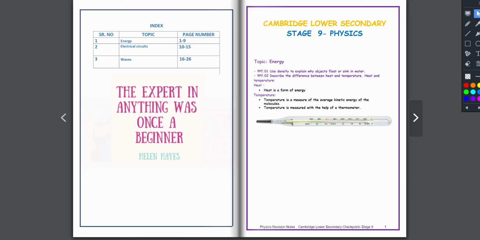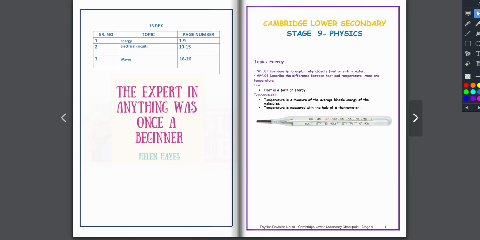So fine, let us begin. The first thing is that heat is a form of energy. So since heat is a form of energy, it flows from hot objects to cold objects. For example, when you touch a hot cup of tea, heat flows from the cup to your hand. That's why it feels hot.